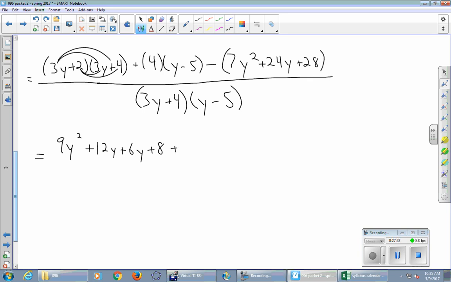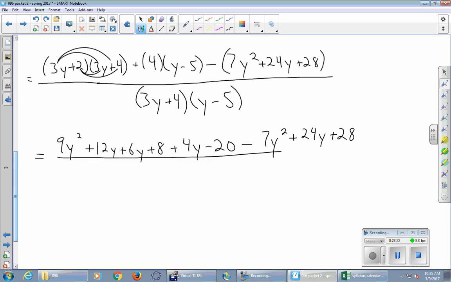Plus, now we're just distributing the 4. That's the easiest thing up here. 4y minus 20. And then the last guy, minus 7y squared plus 24y plus 28. It's good. Yeah, I definitely forgot the denominator. Make sure you don't forget the denominator.